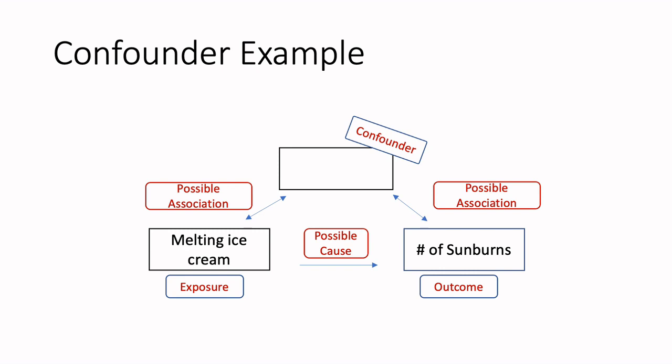So do you have any ideas on what that could be? Well, if you said hot temperatures, you're right. Hot temperatures have an association with melted ice cream, and hot temperatures have an association with sunburns. So in this case, hot temperatures is the confounder. It has an association with both the exposure and the outcome independently, and so it's distorting the perceived association between the exposure that we wanted to test and the outcome.